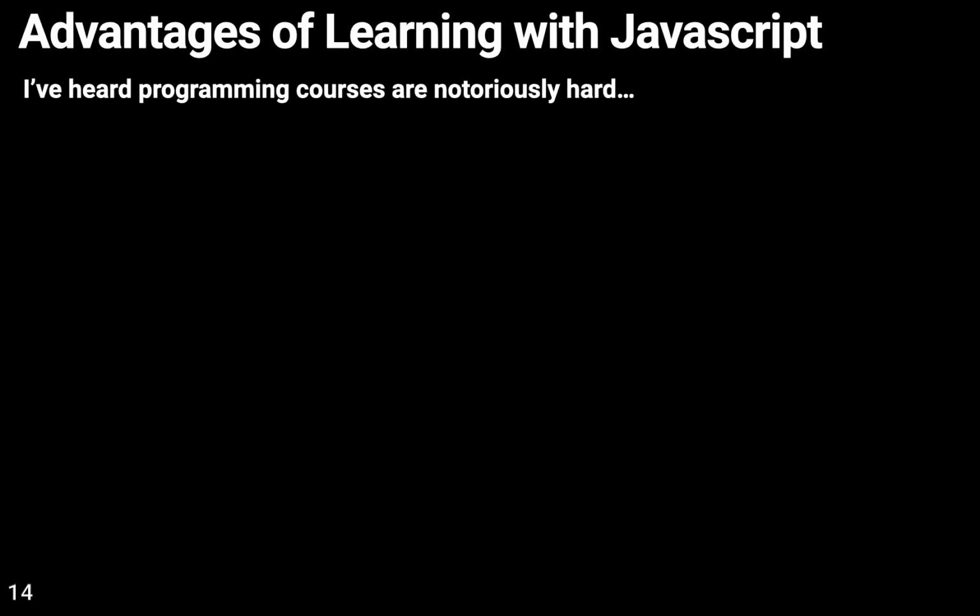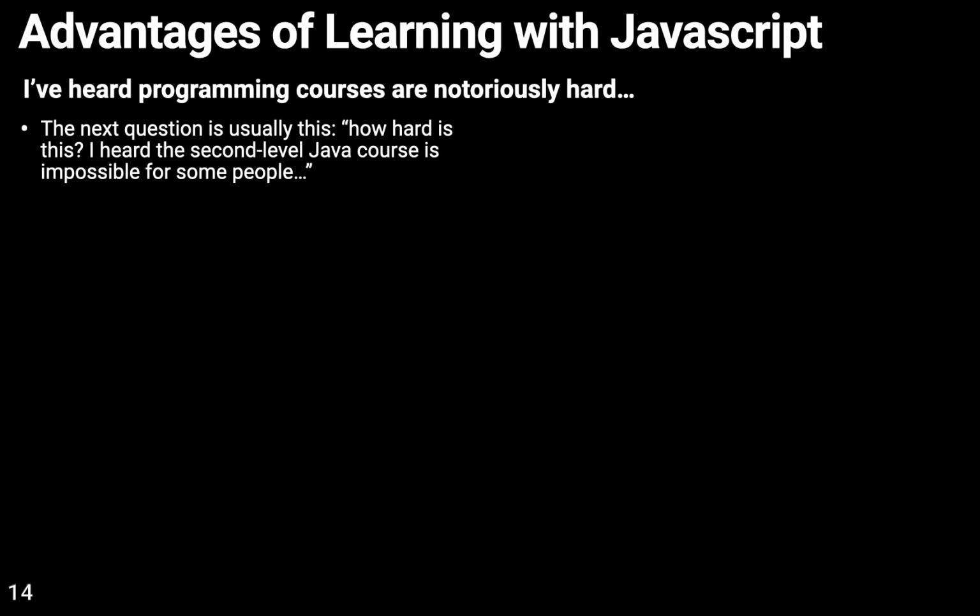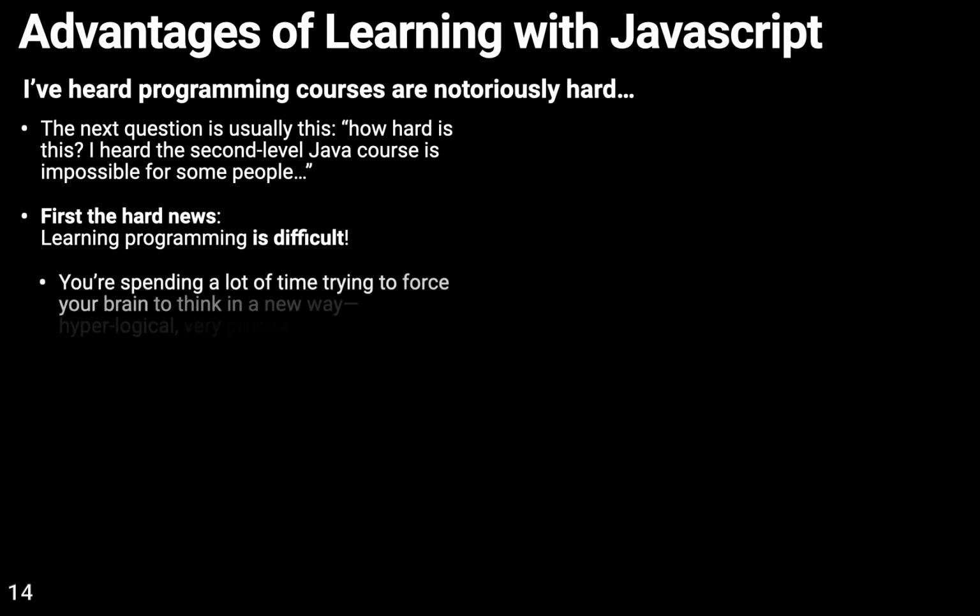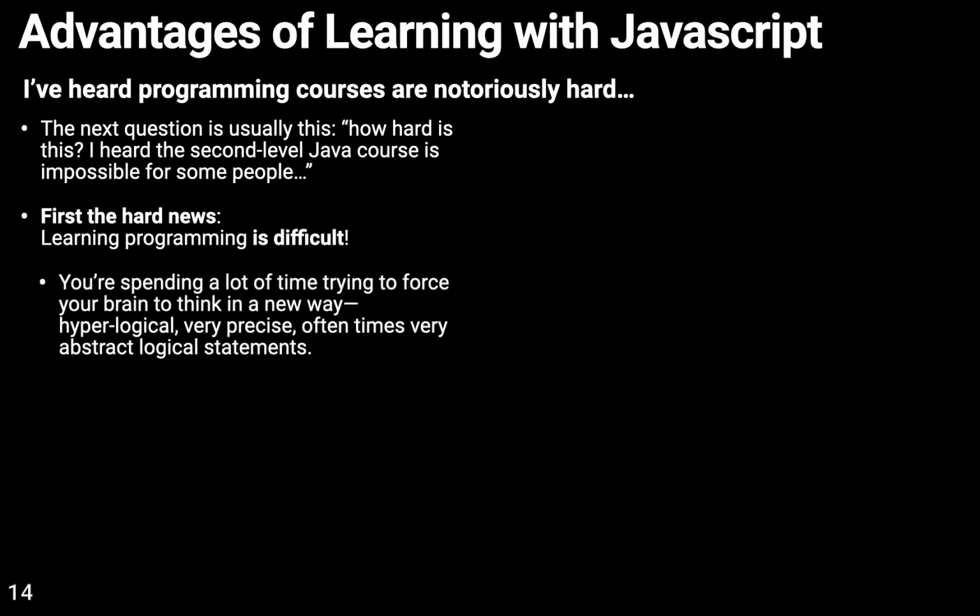Also, as a teacher and someone who's pretty familiar with cognition writ large, I've heard programming courses are notoriously hard for students, right? That's this next question. How hard is this? I heard the second level Java course is impossible for some people, all that kind of stuff. First is the hard news. Learning programming is difficult. You're spending a lot of time trying to force your brain to think in a new way. It's hyper logical. It's very precise.